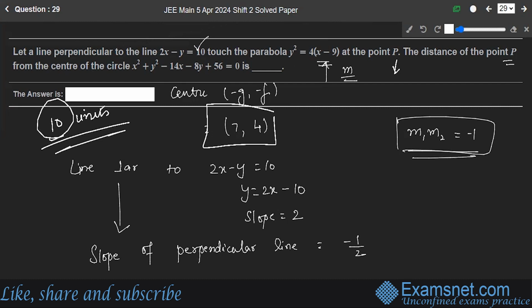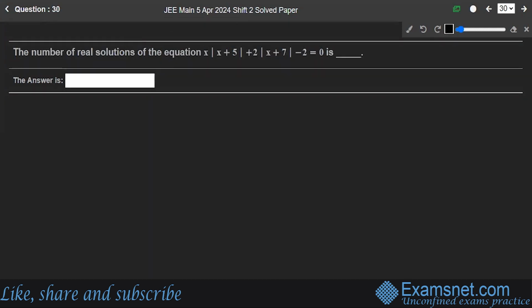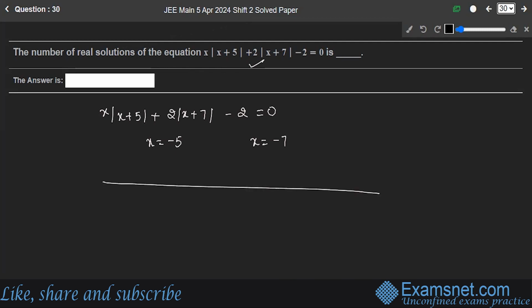Let's move to the last question of this paper now. Question number 30. This says the number of real solutions for this equation is, let's write down the equation. You have x multiply x plus 5 plus 2 multiply x plus 7 minus 2 is equal to 0. Here the two breaking points are minus 5 and minus 7. Let's see them on the number line. This is minus 7 and this is minus 5.